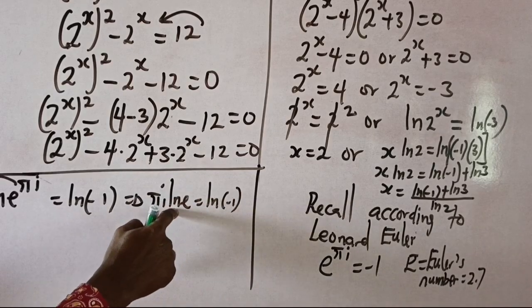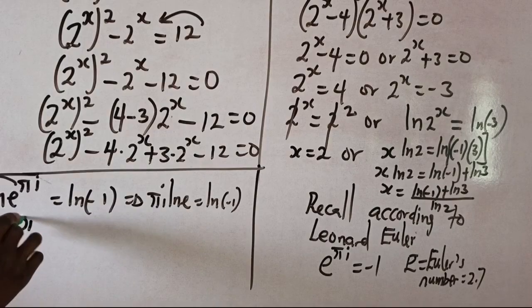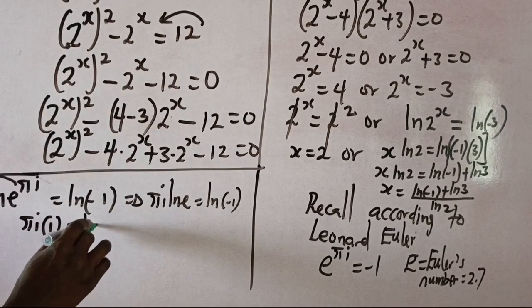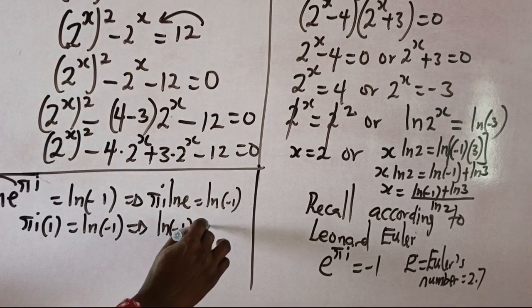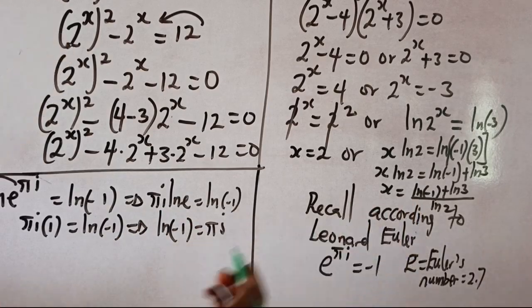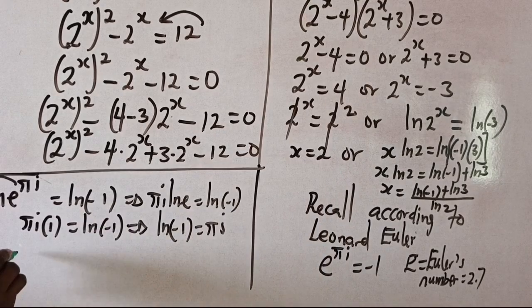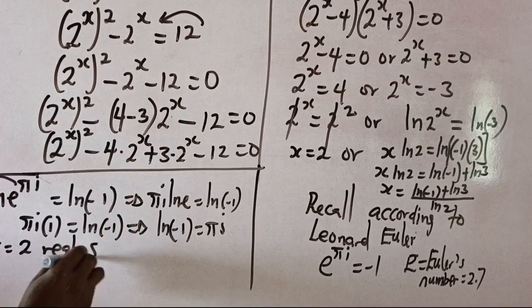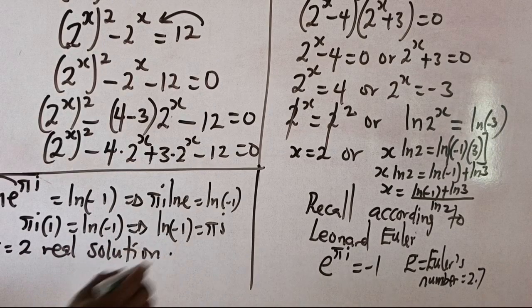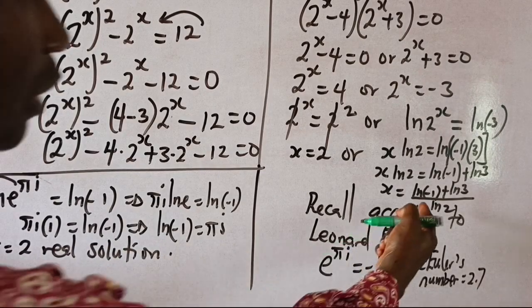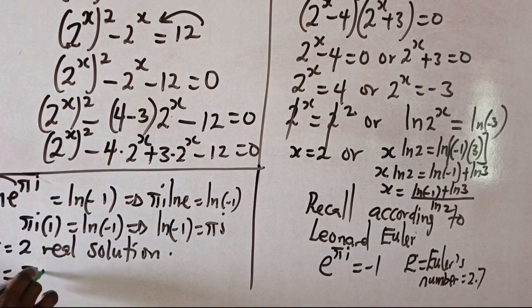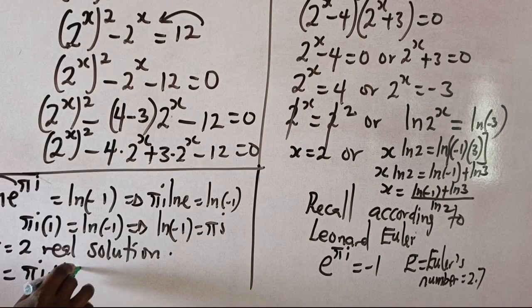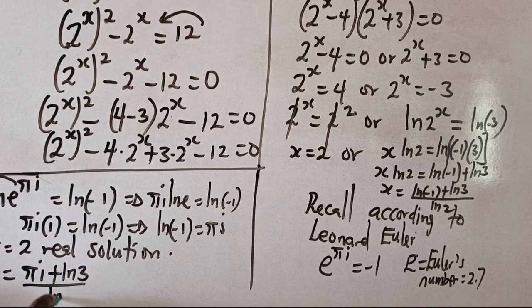Now ln of e, the logarithm of a number to its base, equals 1. Therefore, we have pi i times 1 equals ln of minus 1, so ln of minus 1 equals pi i. Therefore, the complex solution to the equation we are given, where x equals 2 is the real solution, is: x equals, substituting pi i in place of ln of minus 1, pi i plus ln 3, then divided by ln 2.